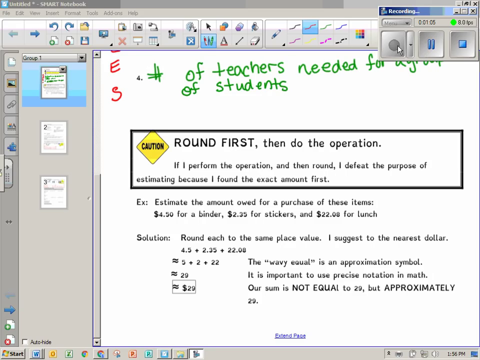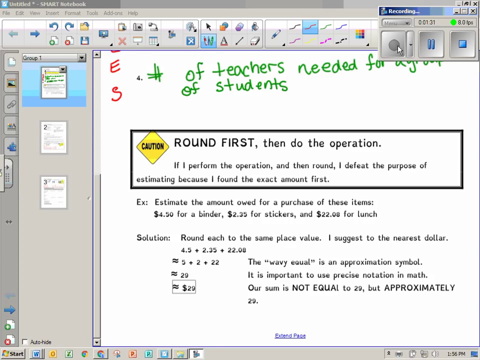One thing that's really important is you have to round first when you're making an estimation, and then add, subtract, multiply, or divide, whatever operation the situation demands. If I add, subtract, multiply, or divide first, and then I round, well, that really doesn't do me any good. I could have just gone ahead and used the exact amount.